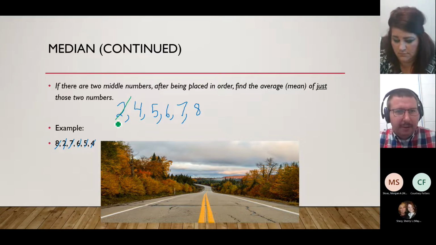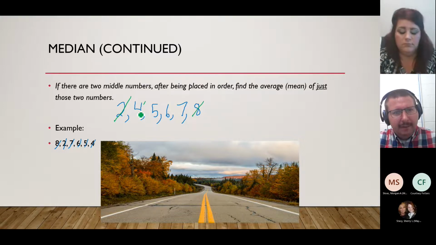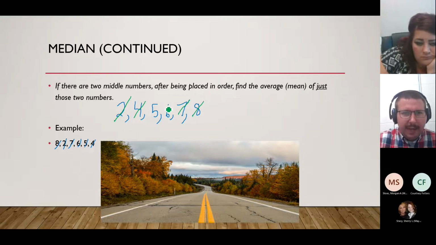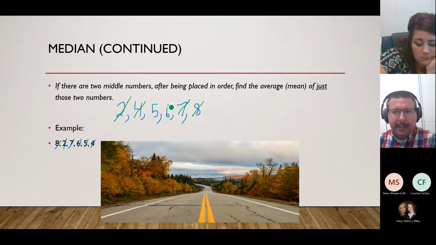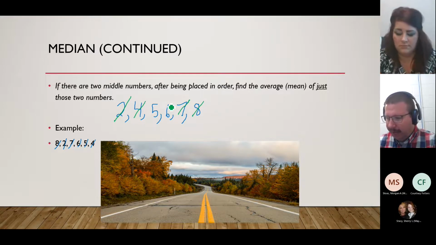So if I cross out 2, I come on down here, cross out 8. If I cross out 7, I have to cross out 4 and 7. That gets me down to 5 and 6. If I end up with 2 middle numbers, you take the average. Well, how do you find the average? That goes back to your mean. You have to add 5 and 6, and then divide by 2, because we're only looking at those 2 numbers.